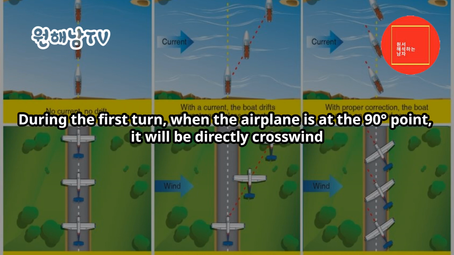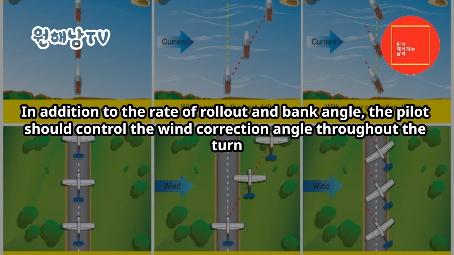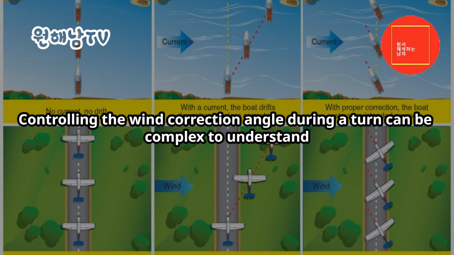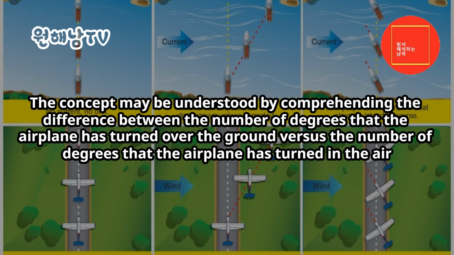During the first turn, when the airplane is at the 90 degrees point, it will be directly crosswind. In addition to the rate of rollout and bank angle, the pilot should control the wind correction angle throughout the turn. Controlling the wind correction angle during a turn can be complex to understand. The concept may be understood by comprehending the difference between the number of degrees that the airplane has turned over the ground versus the number of degrees that the airplane has turned in the air.